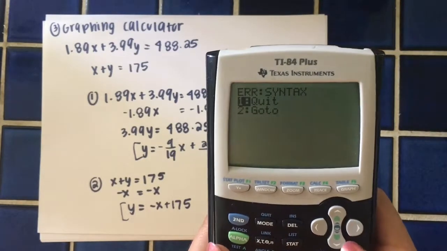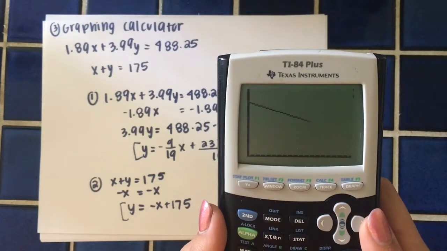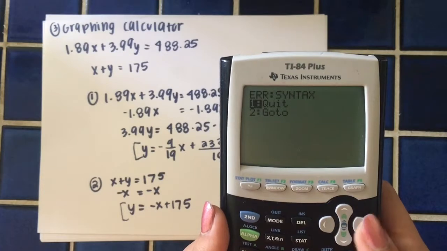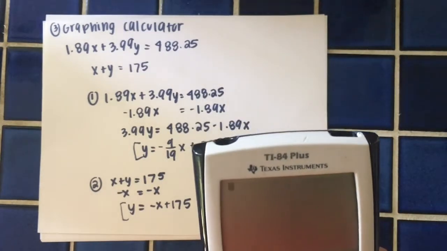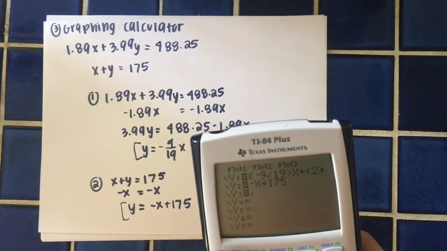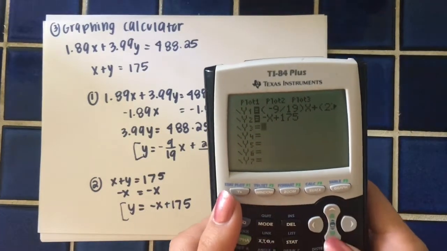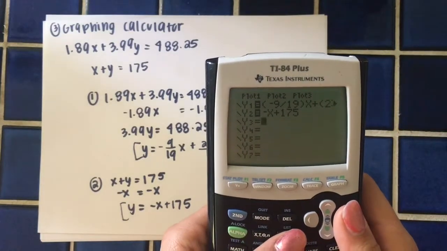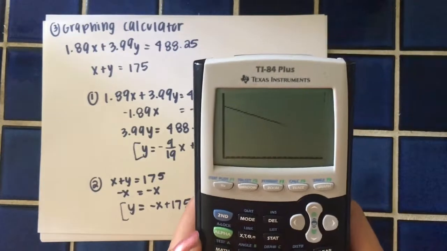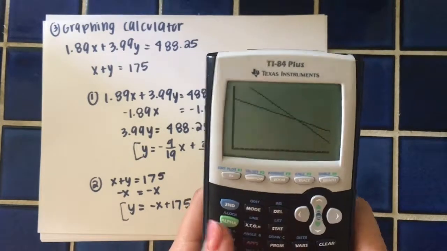Oh, sorry, because I added a comma here by accident. Sorry about that. Let's just graph it again. Okay, perfect. There we go.